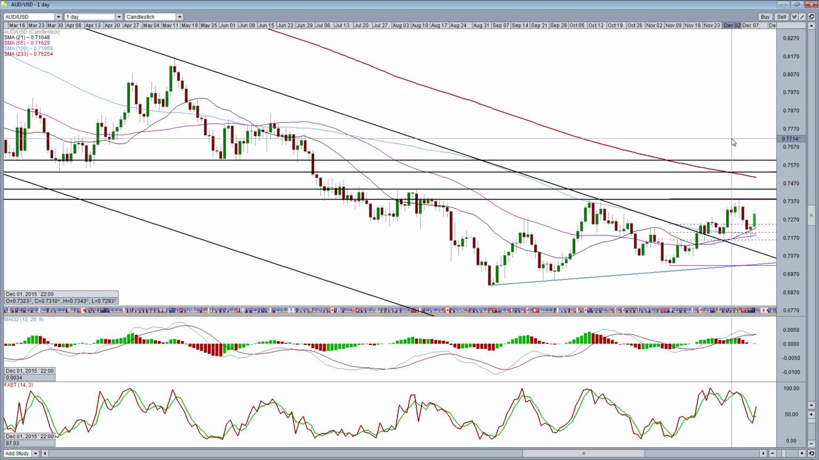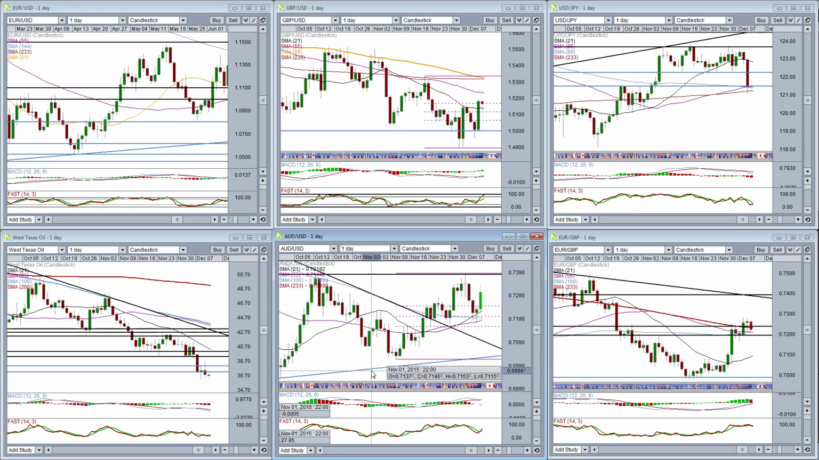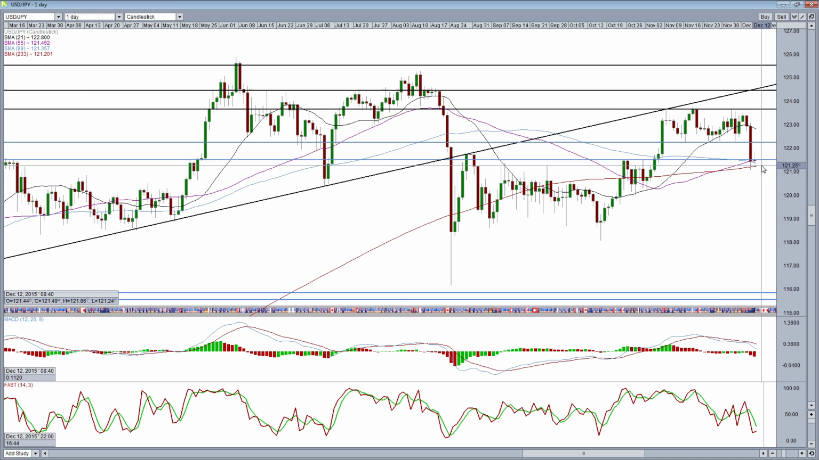Of course, we've got the 233-day simple moving average coming before that, but I can't stress enough how much of a bullish move this could potentially be if we see 73.80 broken, and particularly if we see 74.40 broken as well, which I would expect to see if we do see 73.80 broken in the meantime. So again, some very important moves occurring right now in the Australian dollar.